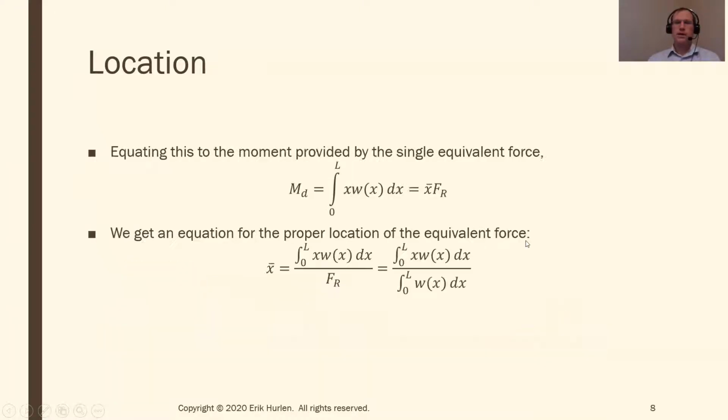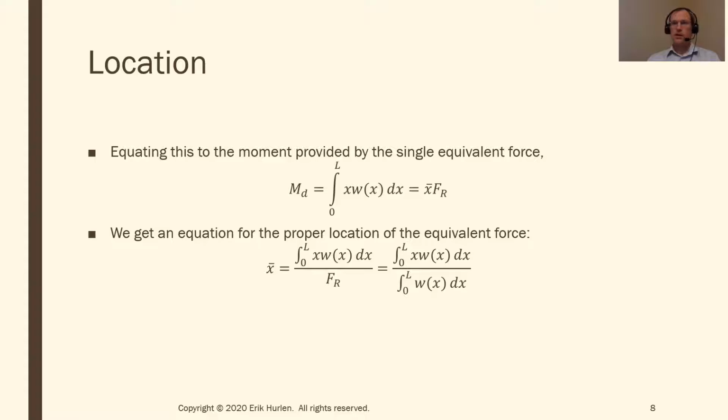And then, as I mentioned, that has to equal the moment produced by my single equivalent point load, which is FR times its distance, X bar. So X bar times FR has to equal MD, which is this integral. And so simply divide by FR, and that gives me this equation for X bar. So integrate X times my loading function from 0 to L, divide that by the FR that we just found using the other integral, and that gives me X bar. FR obviously was found from this integral on the bottom here without the X.